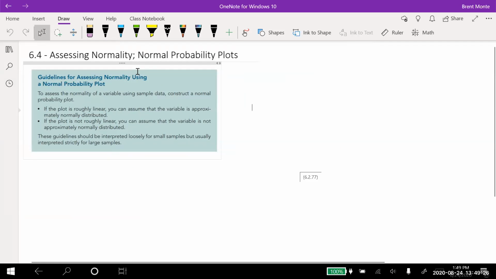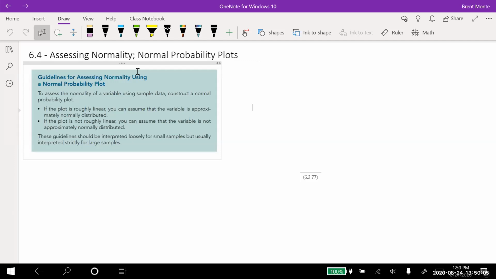All right, so 6.4 is called Assessing Normality, Normal Probability Plots. Let's read what this has to say. Guidelines for assessing normality using a normal probability plot. Let's back up for a second and talk about why we would want to assess normality. Anytime we're finding that area under the curve where we're using the z-curve to find those areas, that's based on the fact that it's a normally distributed population. It's a bell-shaped curve. If it's any other population, I can't use that normal curve or the z-curve to find areas, so I can't find the probabilities.